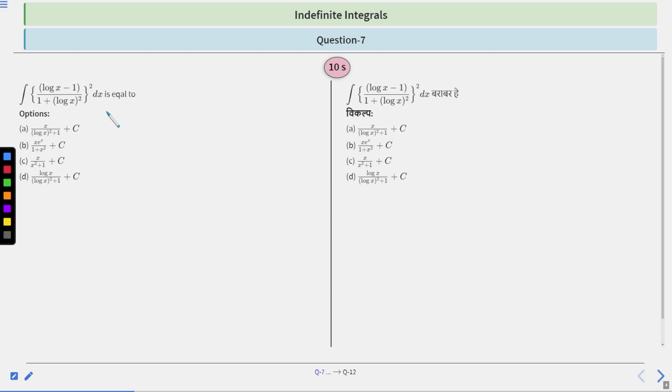So the hint of this question is, see, we can separate (log x minus 1) square. It will be (log x square plus 1 minus 2 log x) upon (1 plus log x square), right? After that, 1 plus log x square and minus 2 log x will be separated out. After that, we will do separation according to the necessity and need of this question. So in this way, you try to approach this question. You have 10 seconds to solve this question. After 10 seconds, we will discuss the solution.